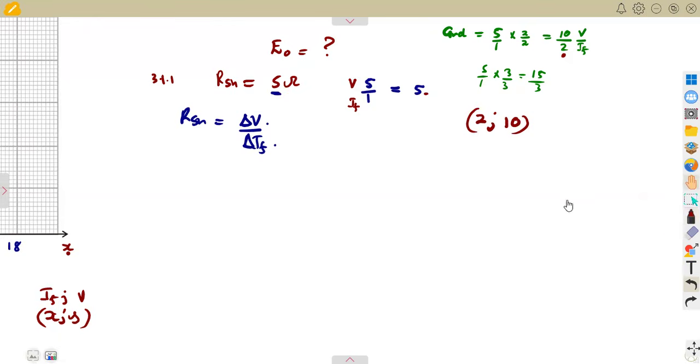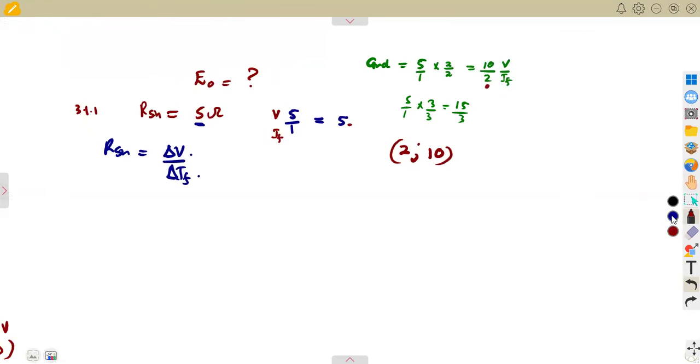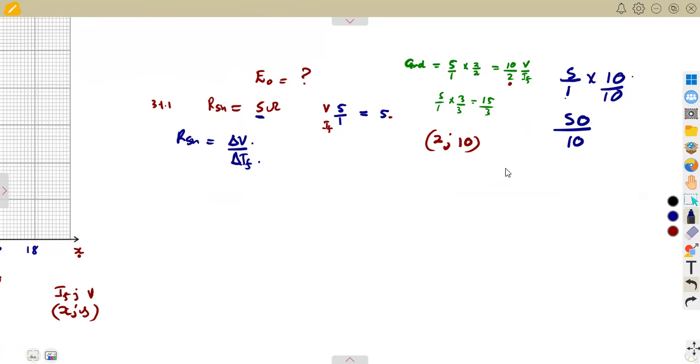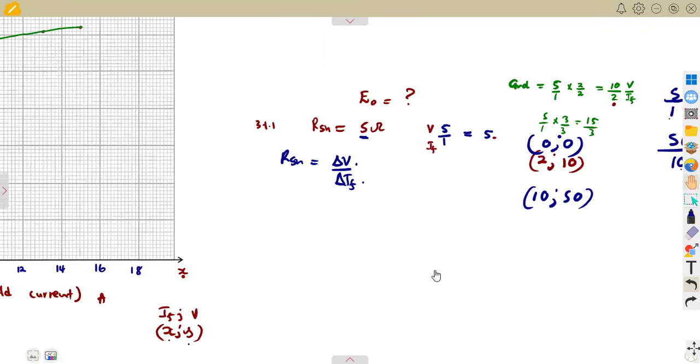Guys, as long as you are multiplying by a certain number over that same number. Let's say I choose to use 10. This was 5 over 1 times 10. Let's multiply by 10 over 10. 5 times 10 is going to be 50 over 1 times 10, that is 10. This is the voltage, this is the current. So the field current is 10, the voltage is 50.